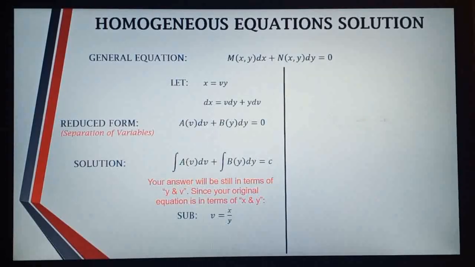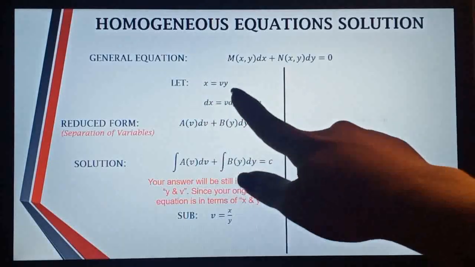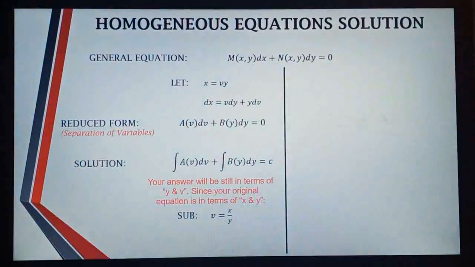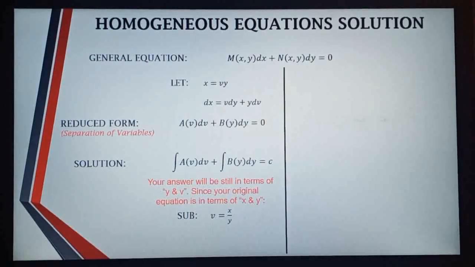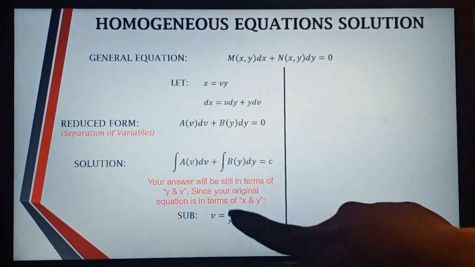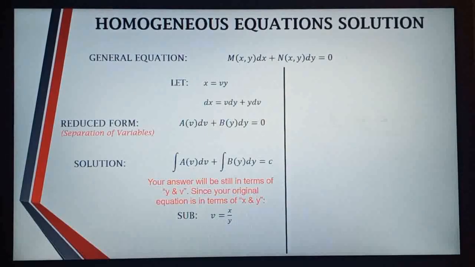How? Babalikan natin yung formula na ginamit natin kanina or the equation used wherein that is x equals vy. So, si v will be x over y. So, ipapalit mo siya dun sa magiging sagot mo dito sa integral of A of v dv plus B of y dy equals c. So in that case, kapag naipalit mo na siya dun sa equation mo, your equation now or the final answer must be in terms of x and y.